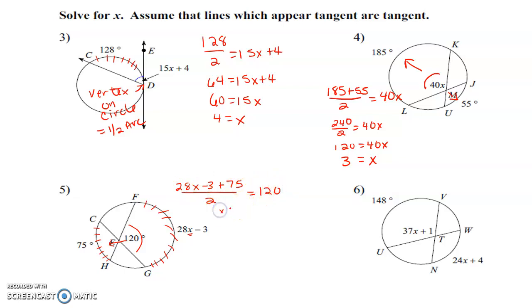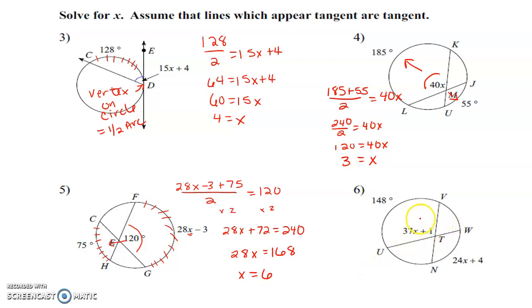I'm going to clear my fraction, and I'm going to combine my like terms. So I have 28x plus 72 equals 240. Subtract 72 from both sides. 28x equals 168. Divide by 28 on both sides, and x equals 6.